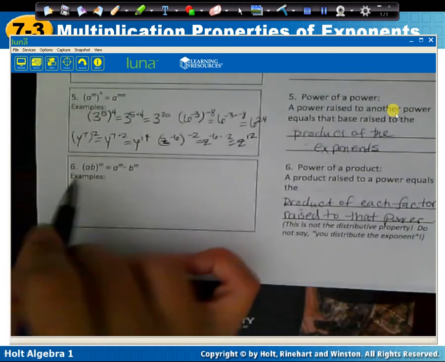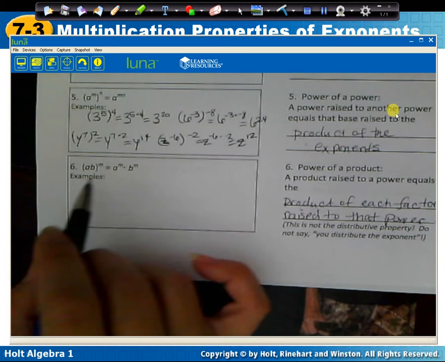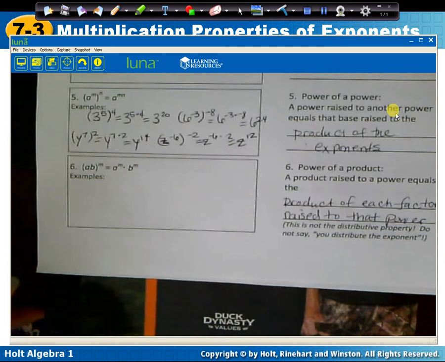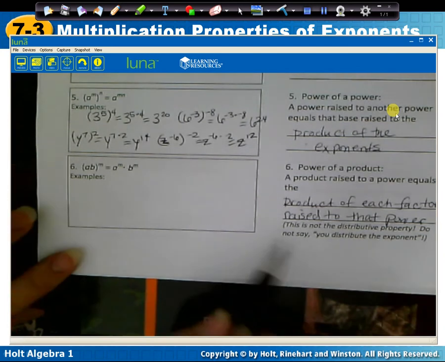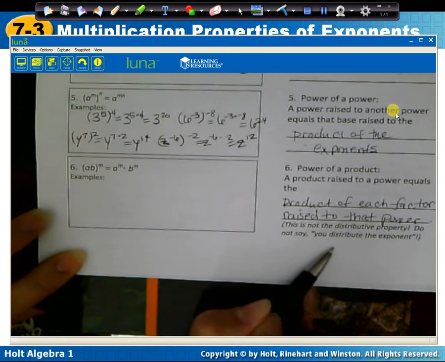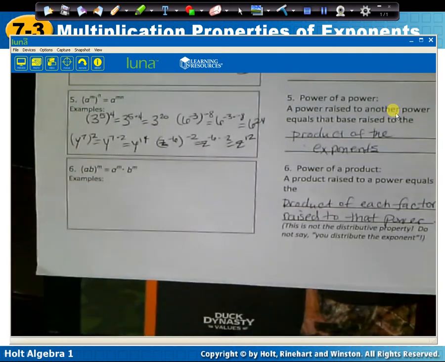You have a times b to the m. That equals a to the m times b to the m. Notice down here it says this is not the distributive property. Do not say that you distribute the exponent. We do not say that you distribute the exponent.